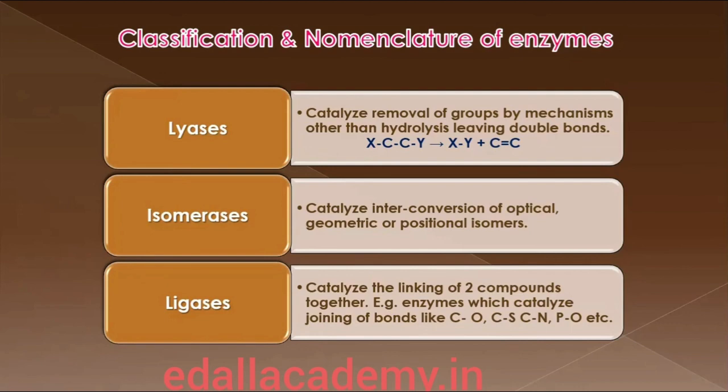Try to remember once again. Oxidoreductases, also called dehydrogenases. Second type is transferases. Third is hydrolases. Fourth type is lyases. Fifth one is isomerases. Sixth type is ligases. Okay.